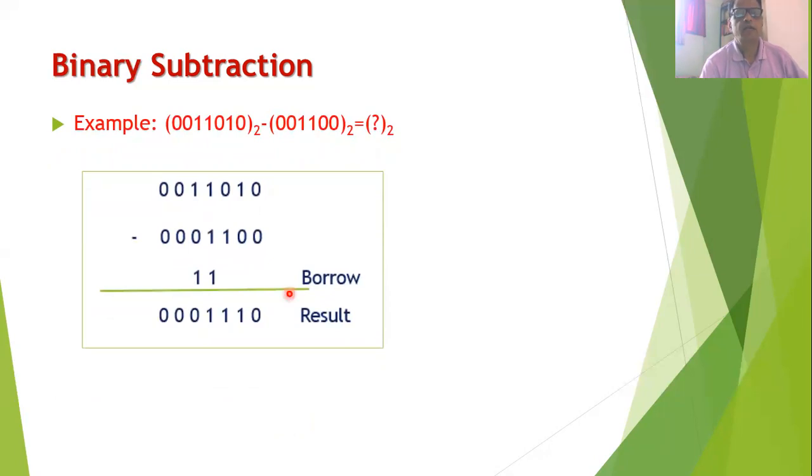Now first of all, I will write the first number 0, 0, 1, 1, 0, 1, 0, below which I will write the second number 0, 0, 1, 1, 0, 0. Here also the number of bits should be the same, and therefore I have added this leading 0 in the second binary number.